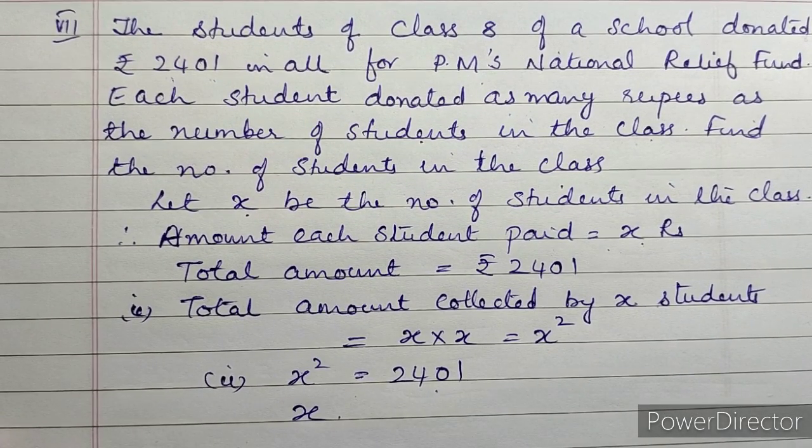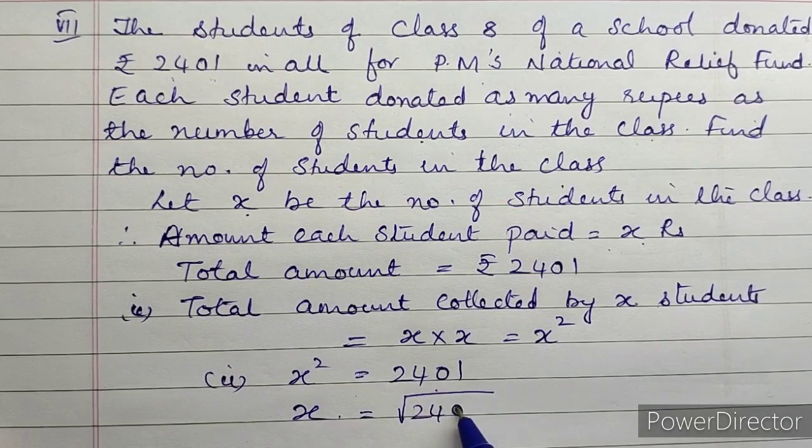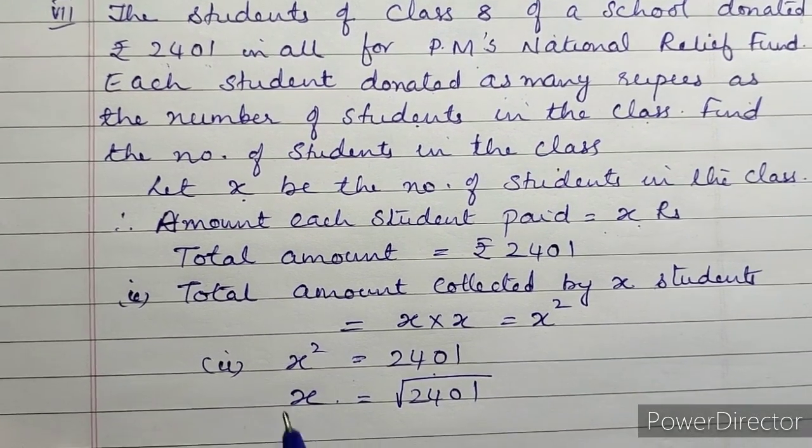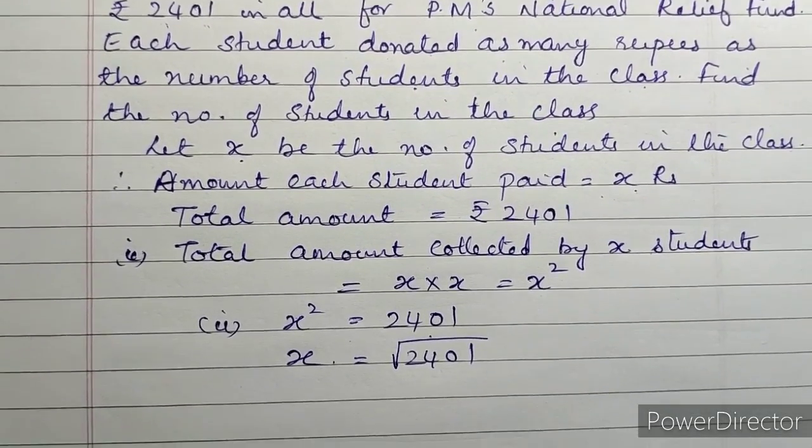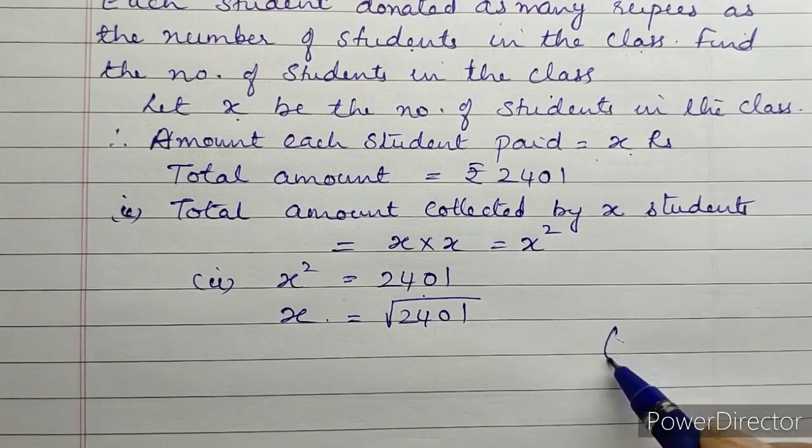So how will you find the number? Then you have to take the square root of that number. Whenever x square is equal to a given number, to find that unknown x, you have to take the square root of that number. So how will you take the square root of the number? You can use the prime factorization method.